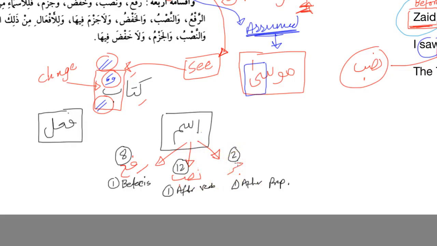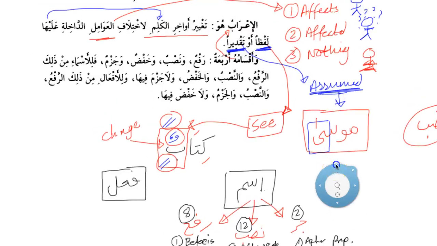So at the moment, you don't know what they are, but don't worry. All you have to do is write down in your notebook: rafa state, how many are there? 8 positions. One of them is before is. Nasab is 12. One of them is after a verb. Jar is 2. One of them is after a preposition. Like that, slowly you'll build it up, inshallah.